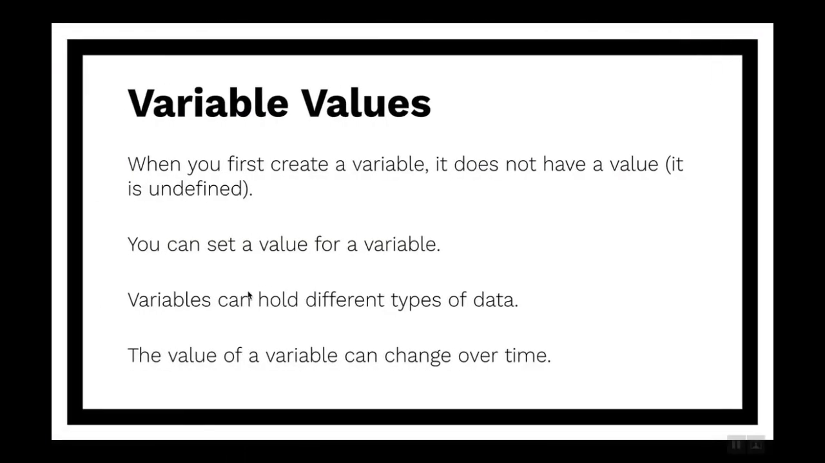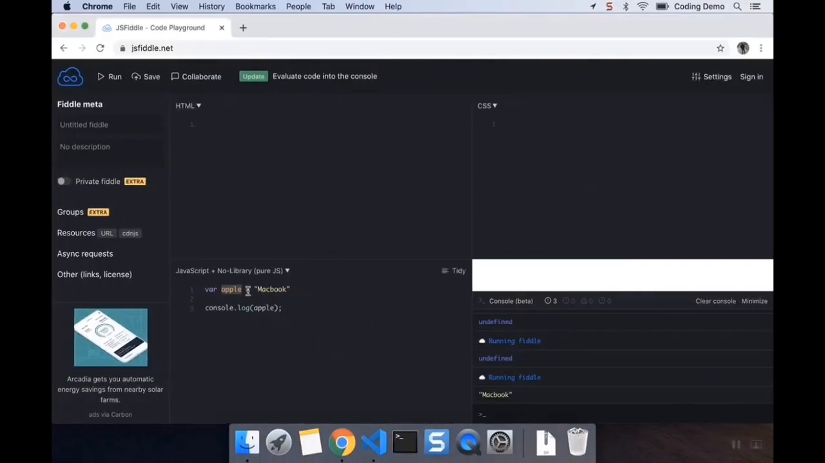Variables can hold different types of data. So if we go back in here, now the variable Apple is holding a data type of string. Again, we'll cover string in detail in the later slides, but the point I'm trying to make is a variable can hold any type of data. So it can be either a number, it can be a string, it can be a boolean.